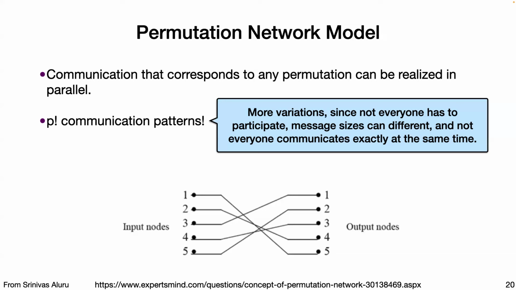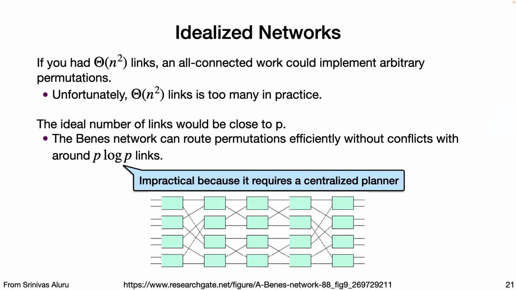But if we had a network that could route arbitrary permutations, that would be convenient because then we could avoid congestion. So ideally, if all the nodes were connected to all the other nodes, this is called an all connected network. If we had theta n squared links, then of course we could realize any permutation efficiently. But in practice, n squared links is too many links from a hardware perspective. So we would like to reduce the number of links, ideally to something close to p. I used p and n interchangeably here, so p and n are both the number of processors in this slide. The ideal number of links would be close to p.